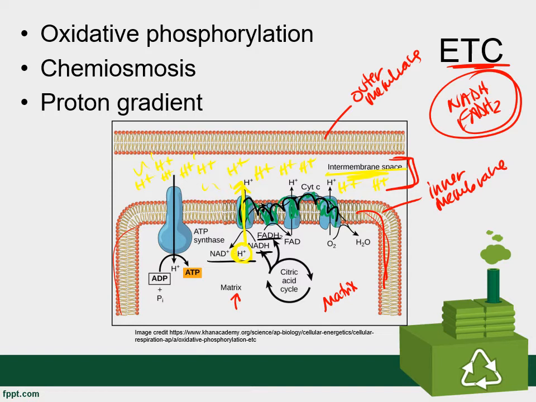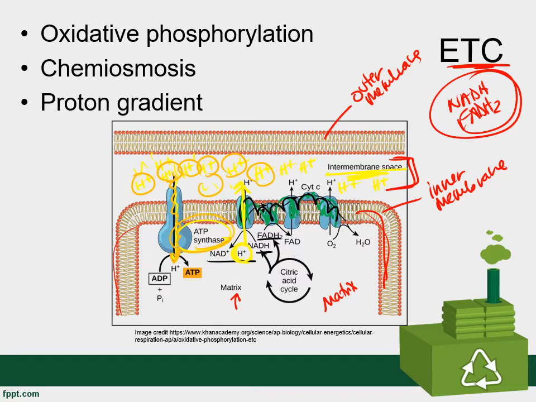Their only path to get back, the only way that they can possibly get back into the matrix is through this protein called ATP synthase. So all of these hydrogen ions that we just pumped into the intermembrane space are going to flow through ATP synthase.